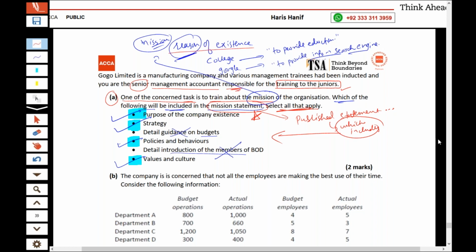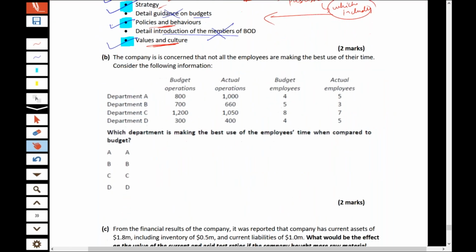The aim of publishing the mission statement is to make people aware of what the organization deals in, why the organization exists, what its strategies, policies and behavior are, and what its values and culture are. These are the main contents of the mission statement, and it is publicly available. When something is published, it means it's for the public. Okay, so let's move on to the next MCQ in this case-based OTQ.